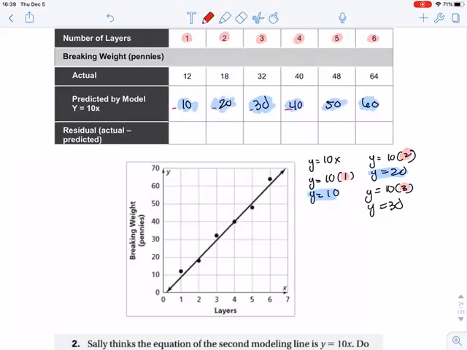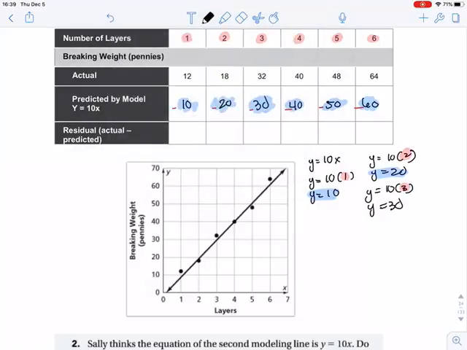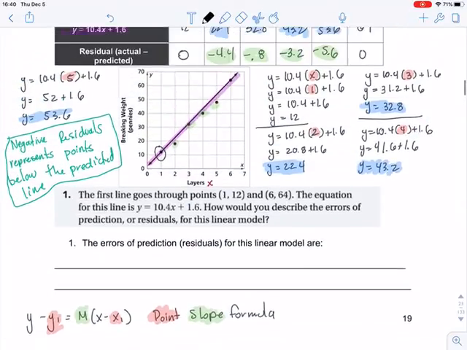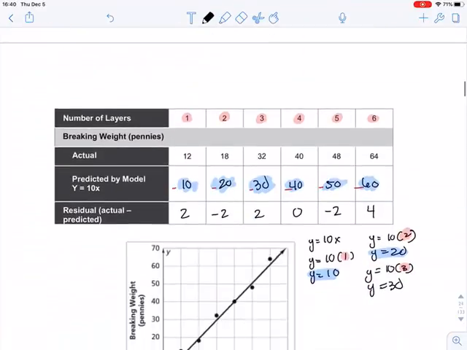If we subtract each one of these from the number above it, we should end up with our residuals. 12 minus 10 is 2. 18 minus 20 is negative 2. 32 minus 30 is 2. 40 minus 40 is 0. Negative 2 and 4. Now, we can compare it to the last time. We had 4.4, 0.8, 3.2, 5.